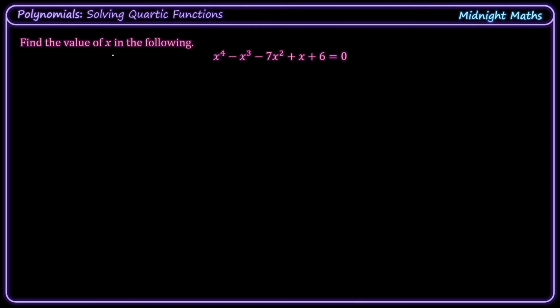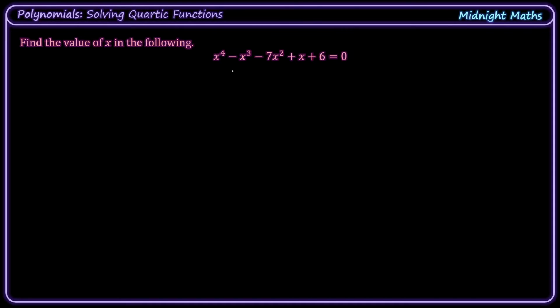Find the value of x in the following. We have a quartic here with each of the terms present, and we're going to have to use a pretty long method to fully factorize this for us to be able to solve. We'll have to use long division, potentially twice, to get this down into a fully factorized form. So let's get cracking with that.